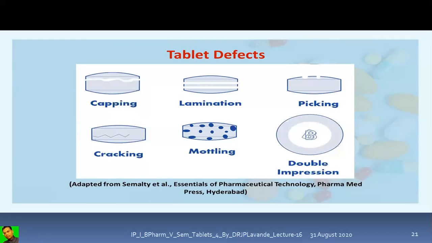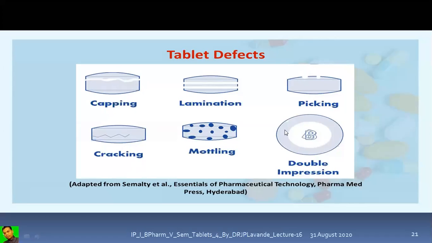So these are capping, lamination, picking, cracking, mottling, and double impression. Capping is nothing but the crowning. You can see the upper portion or the lower portion gets removed. Lamination is the separation of the tablet into different layers. Picking is removing some portions of the tablet, especially from the top and the bottom. Cracking, you can see there is a crack. Mottling is the uneven distribution of color in colored tablets. And double impression, you can see there is a process.